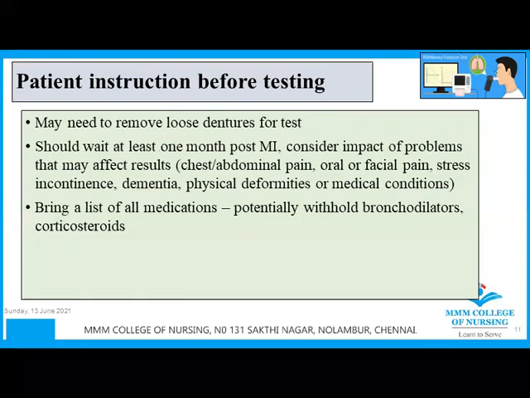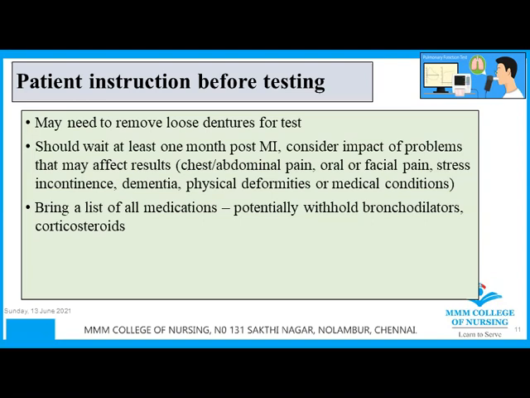If the patient has any loose dentures, the patient has to remove the dentures before test. The patient has to wait at least 1 month post MI or any other disease condition, or if the patient is hospitalized, because the impact of such problems may affect the result. For example, if the patient had any chest pain or abdominal pain or oral or facial pain or stress incontinence or dementia or physical deformities or any medical conditions that may affect the result of PFT. So the patient has to wait at least 1 month after any medical problem.